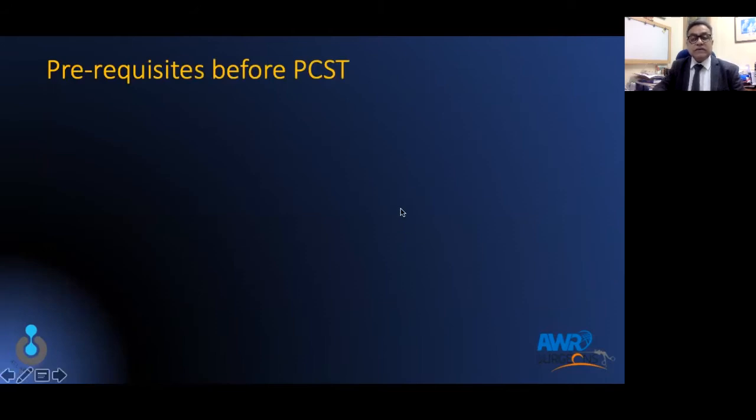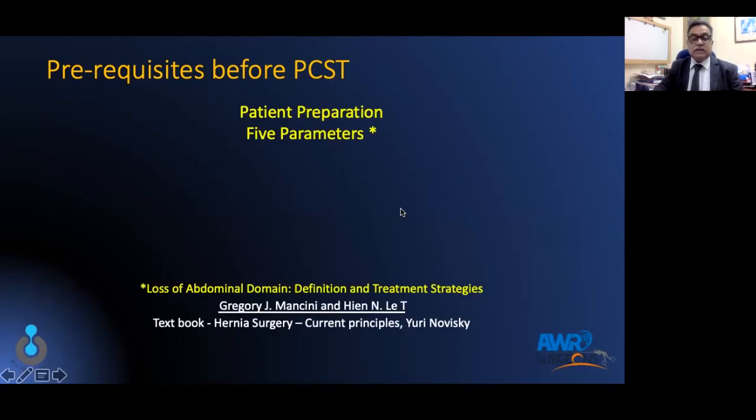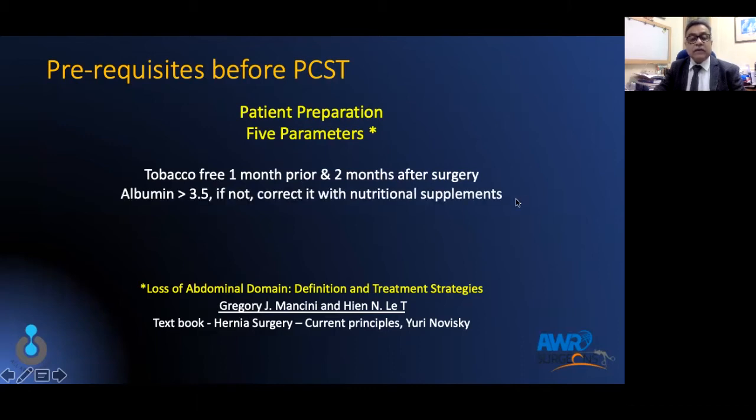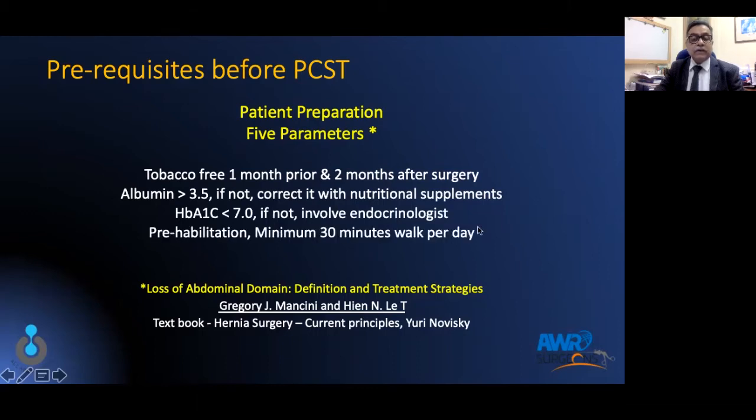Now, once we decide to do a PCST, what are the prerequisites? Again, this is in the textbook of hernia surgery, where Gregory has written that patient preparation requires five parameters. Tobacco should be stopped one month prior and two months after the surgery. Serum albumin should be more than 3.5, and if not, you have to do a nutritional correction. HbA1c in a diabetic has to be less than 7; if not, you have to involve the endocrinologist. Prehabilitation: the patient has to be mobile, with a minimum of 30 minutes of walk per day for the last few days before the surgery. And BMI has to be less than 35; if not, then a diet consultation, or a bariatric procedure for very high BMIs.